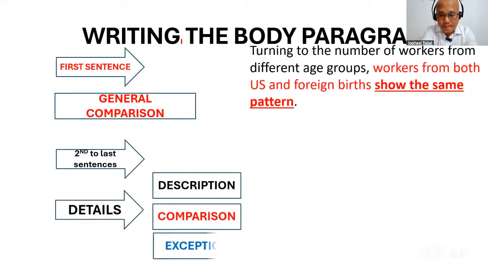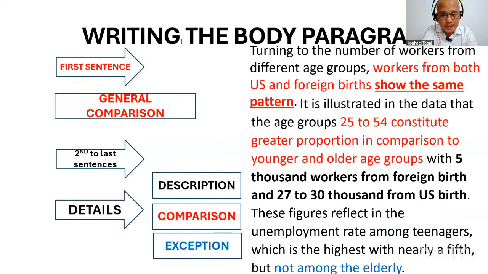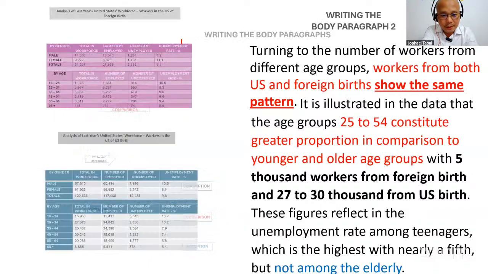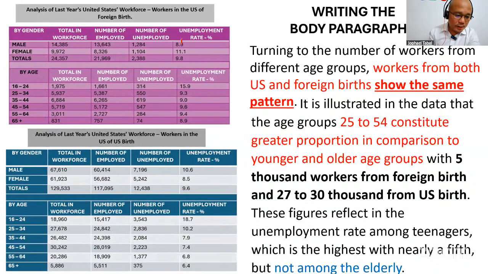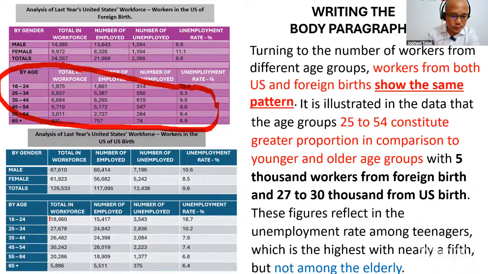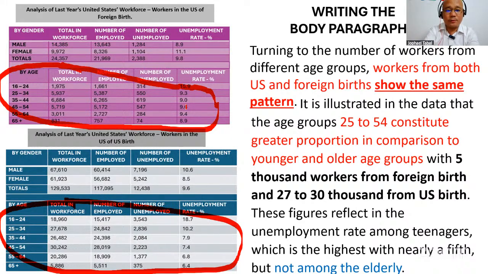Okay, and this is again the body paragraph 2, as I mentioned earlier. Our body paragraph 2 focuses on the age groups. Now turning to the number of workers from different age groups, workers from both US and foreign births show the same pattern.